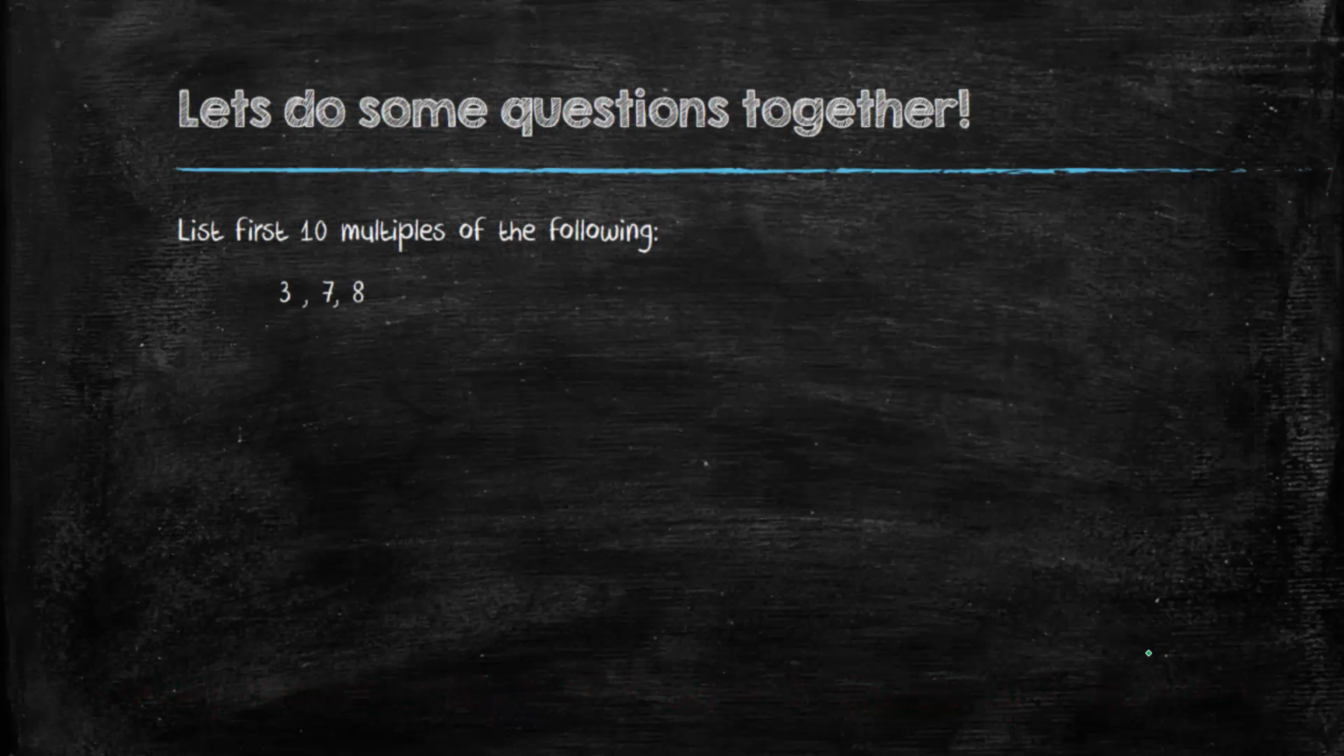Okay, so let's do some questions together to really solidify our learning. List the first 10 multiples of the following three numbers: 3, 7, and 8. Okay, so let's have a look. 3, 6, 9, 12, 15, 18, 21, 24, 27, 30. Did I do 10 here? 1, 2, 3, 4, 5, 6, 7, 8, 9, and this is 10. 33, right? I just added 3 to the number.